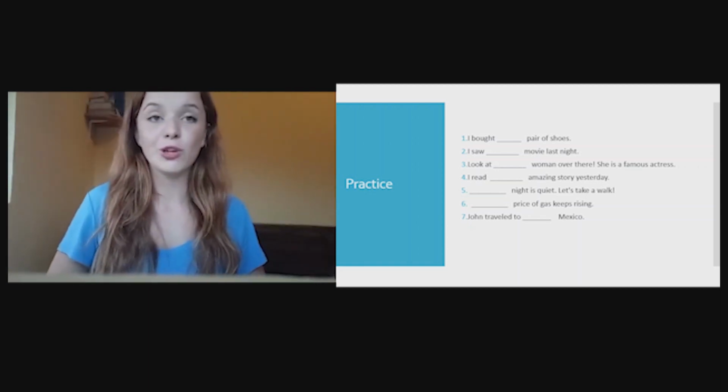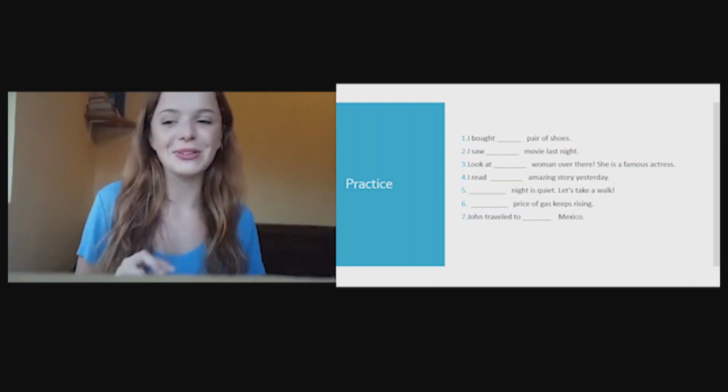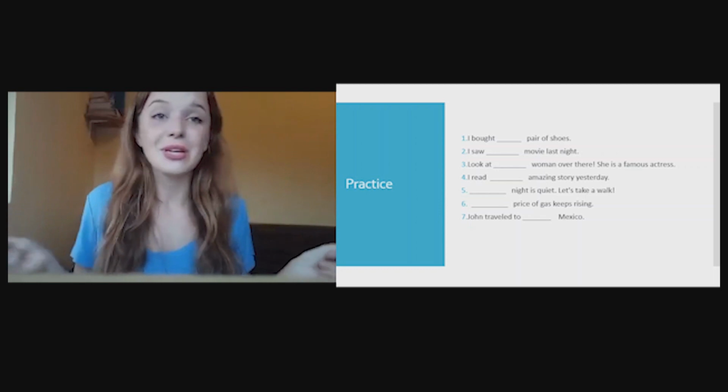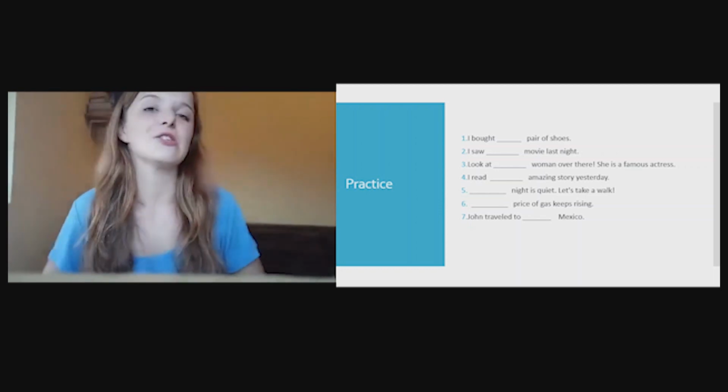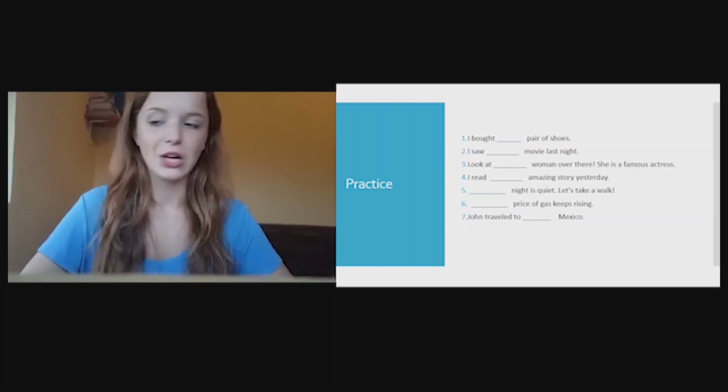And we have John traveled to Mexico. So another country, geographical term, but here you're not going to use any article since we don't use the definite article with Mexico, with a country.